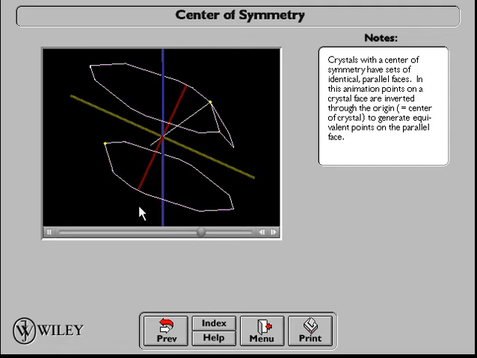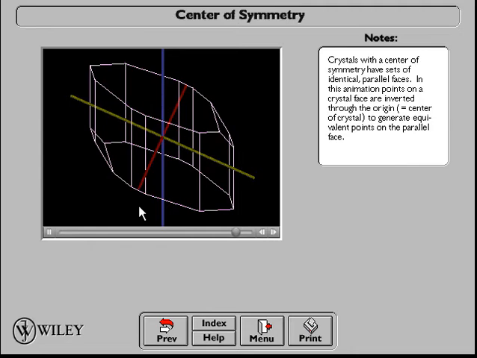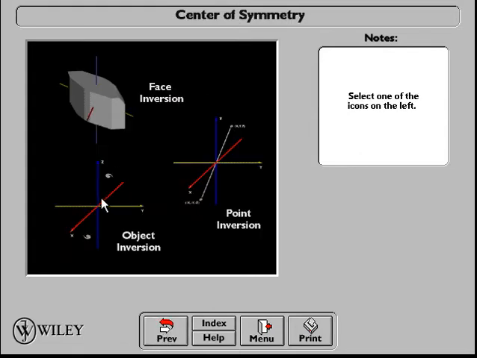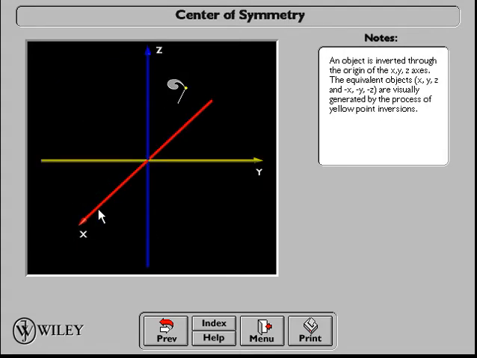We can connect all these points. Now we are getting the next parallel phase. And finally, we have shown all the parallel phases through the center of the symmetry. So now we are going to the next one, let us go to the object inversion.